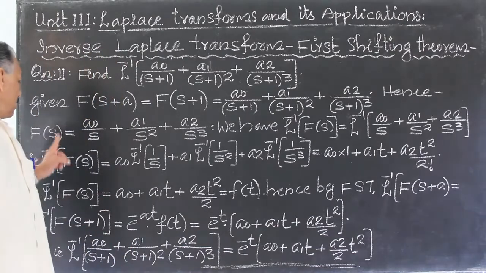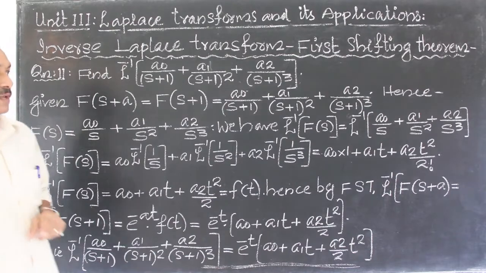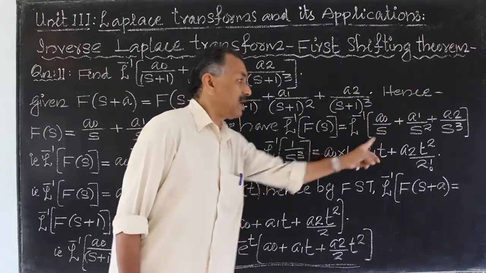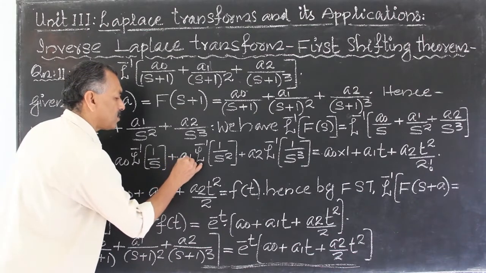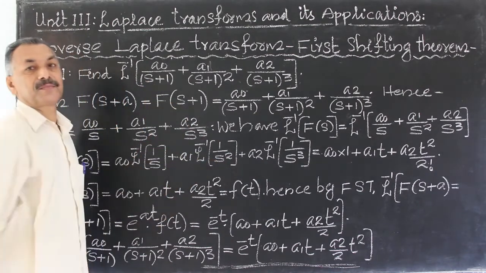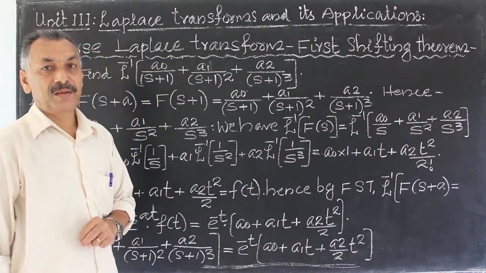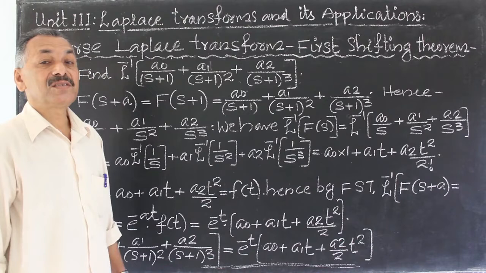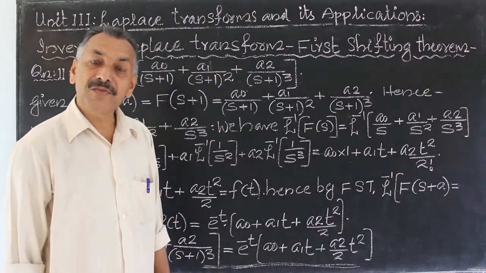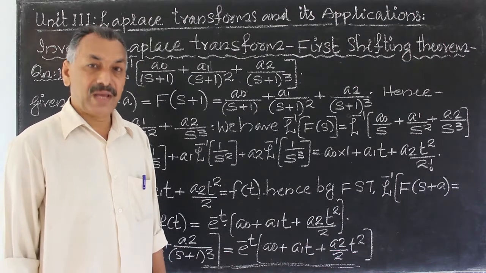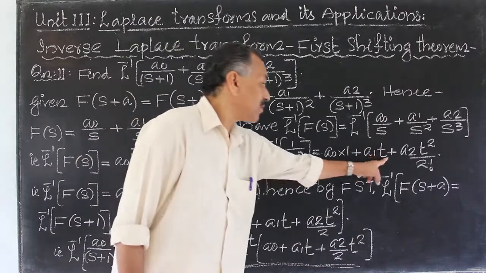That is equal to a0 into L inverse of 1 by s, a0 into constant outside L inverse of 1 by s, plus a1 into L inverse of 1 by s square, plus a2 into L inverse of 1 by s cube. Okay? What is L inverse of 1 by s? 1. That is a0 into 1, plus what is Laplace transform of t? Laplace transform of t is equal to 1 by s square, or L inverse of 1 by s square is equal to t. That is a1 into t.